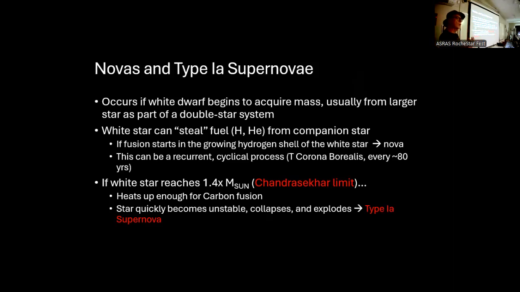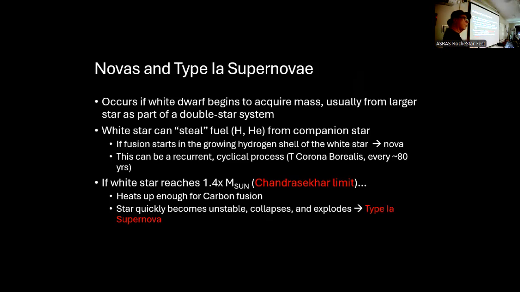And this can become a recurrent cyclical process as exemplified by T Corona Borealis, which everybody expects to go nova in the next couple months, really. They're predicting as late as sometime in September, but it even could have been a little earlier this summer. But it will, and it goes off every 80 years. So it has a companion star that it's stealing gas from, and it takes about 80 years until that point is reached where helium fusion begins in its outer layers, and they go off as a nova. And then it gets to be a little small white star again. This whole process begins again.